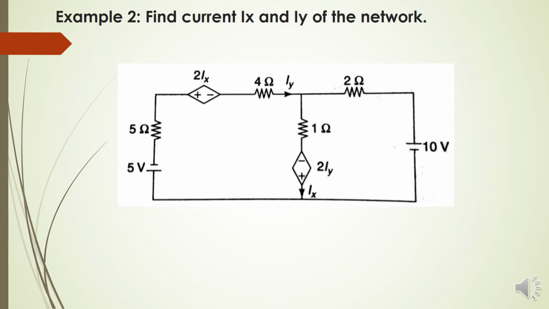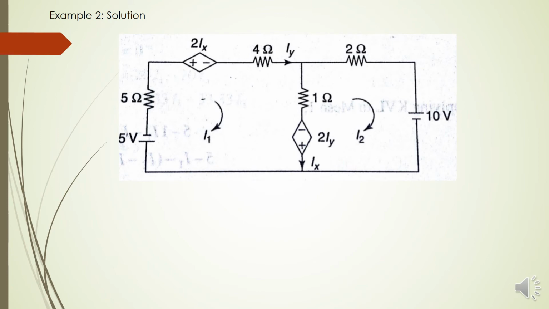Now we will discuss another numerical with a dependent source. Previously we have solved the numerical with an independent source. So while solving numericals based on dependent sources, you first have to identify the dependent sources and their types. In this circuit, two meshes are there and two dependent sources are there. Both are voltage sources and the value of each depends on another parameter, that is current. So it is called a current controlled voltage source.